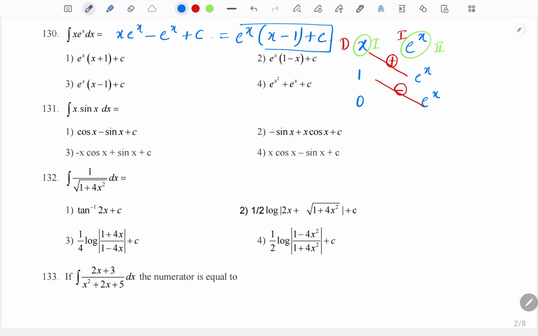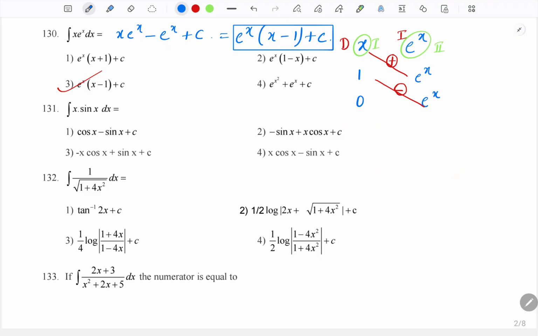So which one is the correct answer? It is option number 3, right? Both are the same. Suppose it is x minus 1 into e power x plus c, that one is also the same. You know a into b equals b into a. Generally 2 into 3 equals 3 into 2, right? Now apply the same shortcut trick here, then tell me the answer.